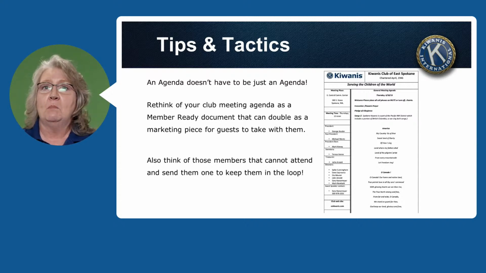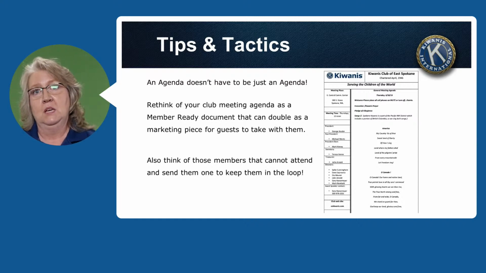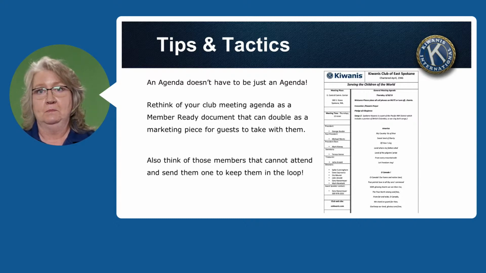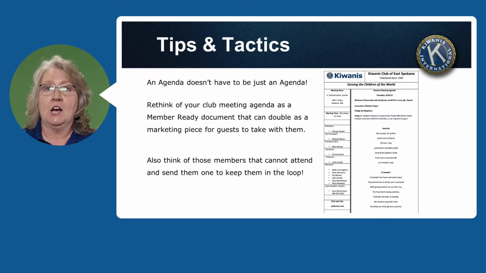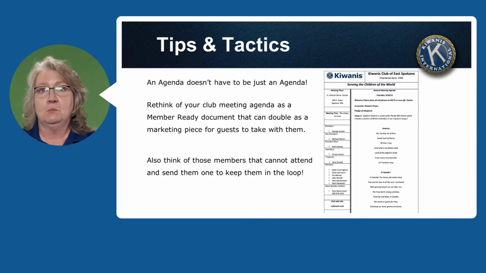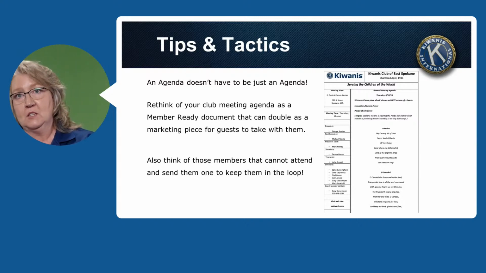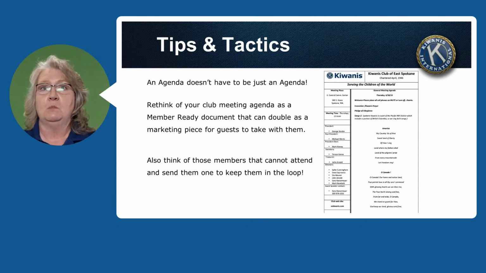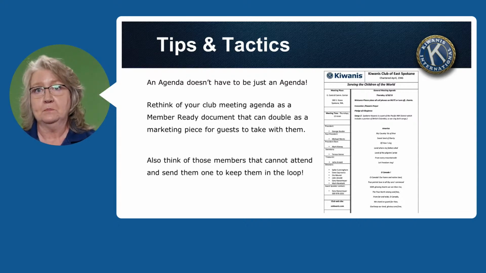You also can put on the back side of this agenda what your club participates in, who they give money to, and then also a calendar of all of your upcoming activities. This would be a good document to send out to all of your membership prior to the meeting. If someone's on the fence, post, I may not be able to attend this week's meeting or not, perhaps the guest speaker would make them commit to coming.